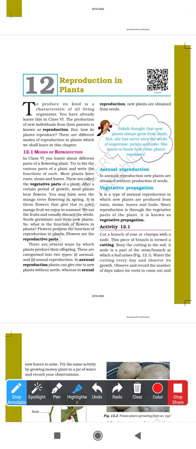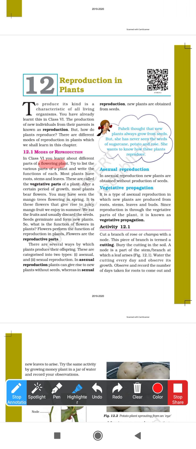In class 6 we already studied the different parts of flowering plants, right? Just make a list of the parts of a flowering plant and their functions. Let us check how much you remember, right? So just pause the video for 1 or 2 minutes and write it in the notebook.